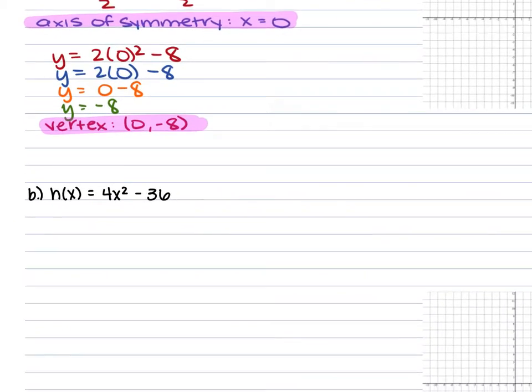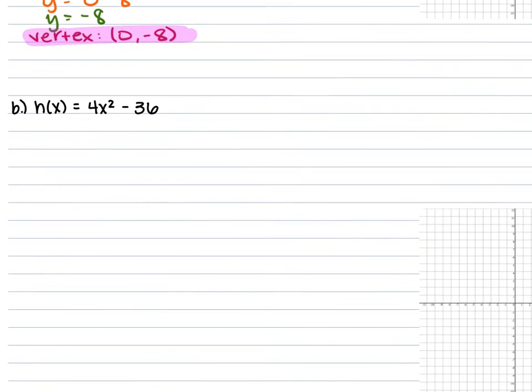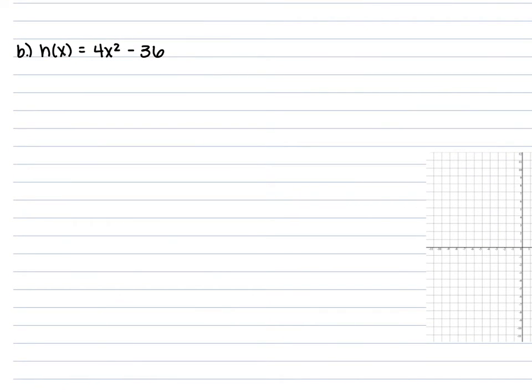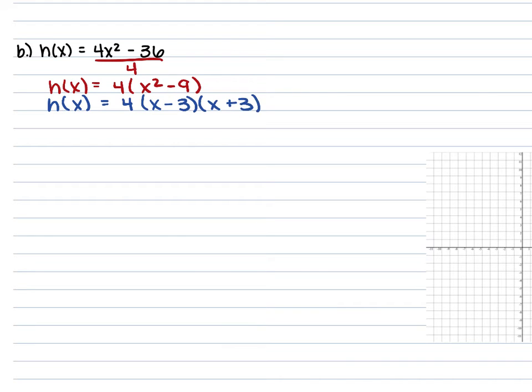For example B, we're given h of x is equal to 4x squared minus 36. So again, we're going to start this one by factoring out the greatest common factor, which is 4. So this leaves us with h of x is equal to 4 times x squared minus 9. That is a difference of squares in those parentheses, so it factors out further to be h of x is equal to 4 times x minus 3 times x plus 3.